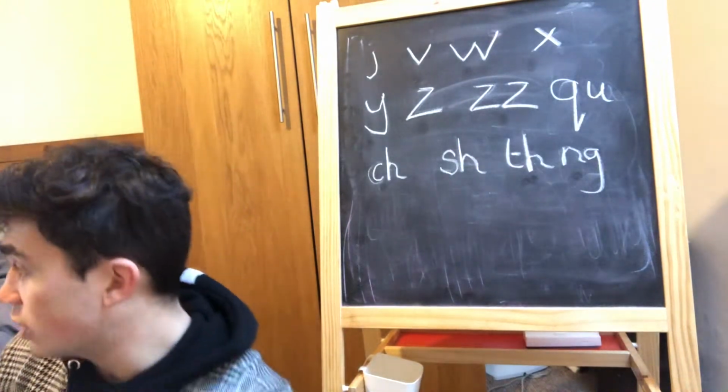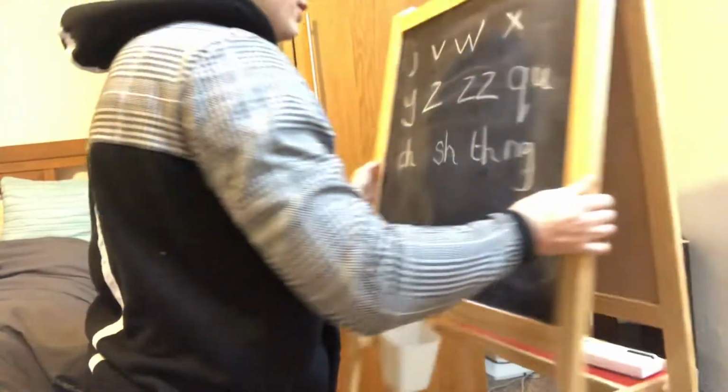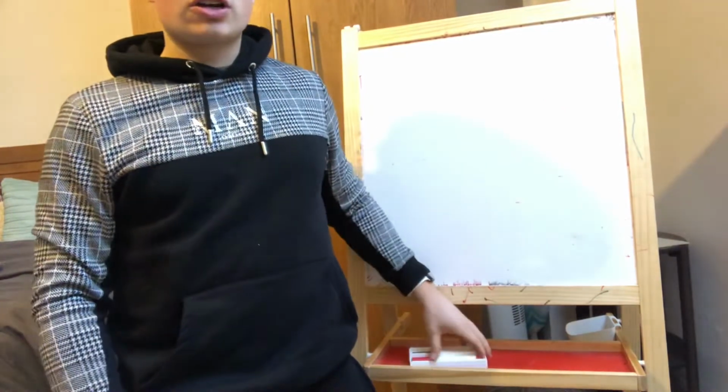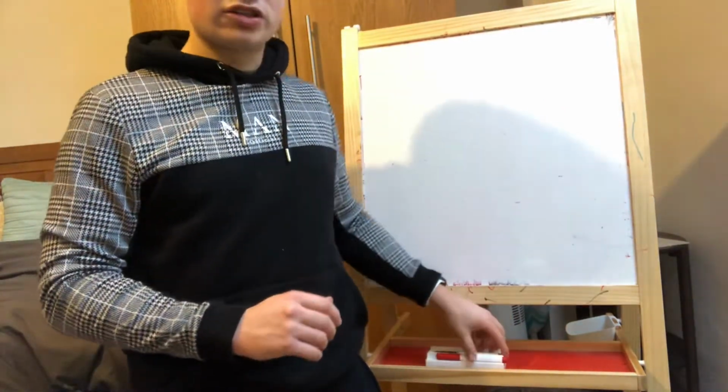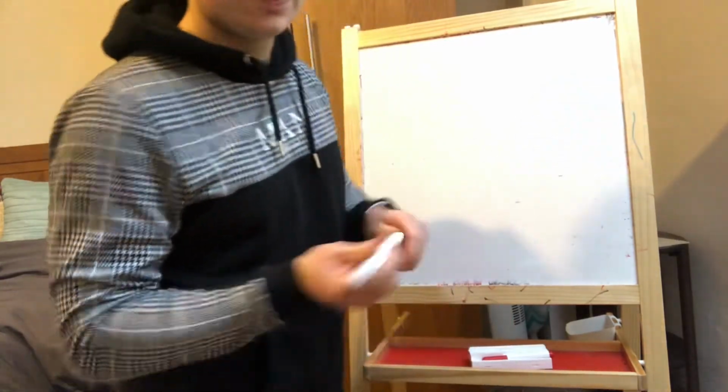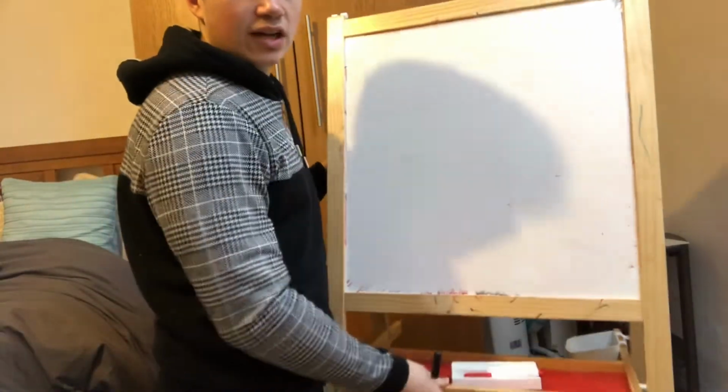Okay, so let's move on. Now we're going to do some writing. We're going to have a go at writing the phonemes x, curly k, and kicking k, okay? So really easy, these ones. Especially x and curly k.